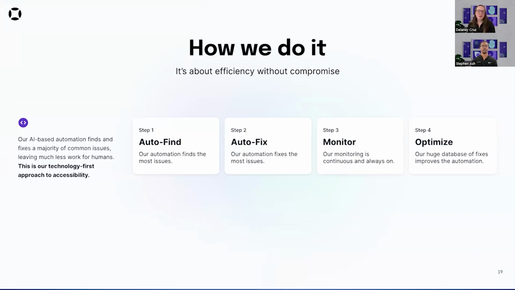Step three, monitor. So every single time that someone visits a web page, we are rescanning that page for accessibility issues. And then optimize. Our huge database of fixes improves the automation. So the more situations for different issues we're able to come across, the more websites we're monitoring, helps to broaden the knowledge of our AI-based automation and improve our testing suite.